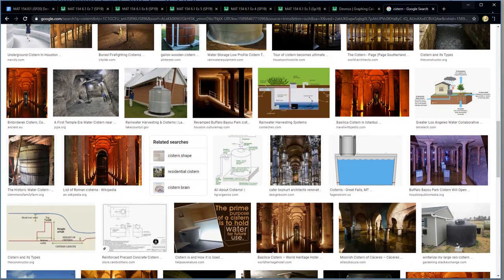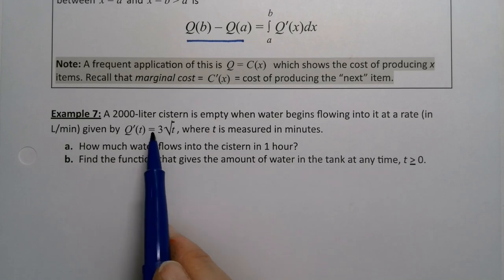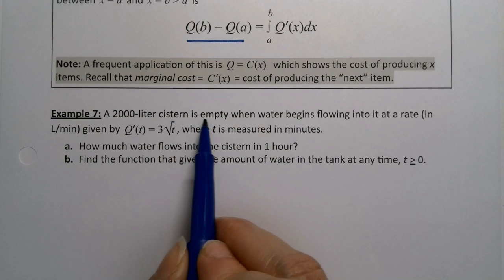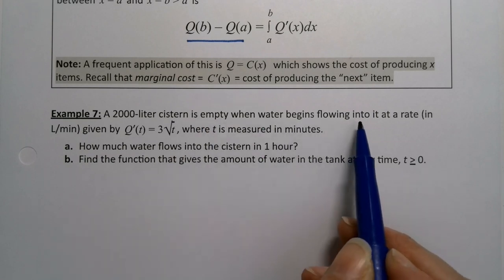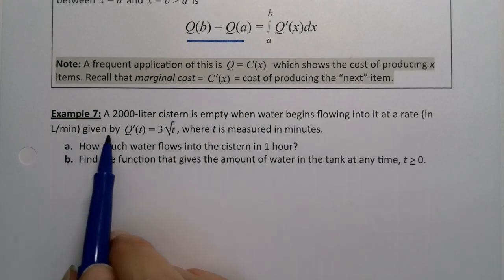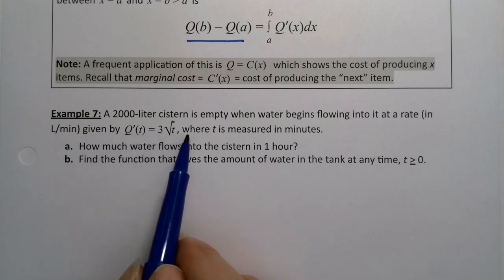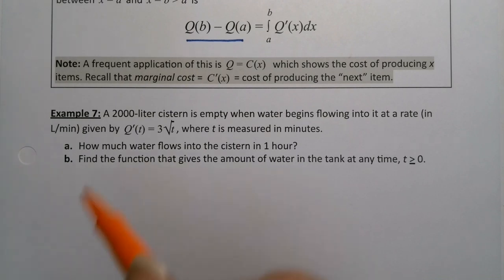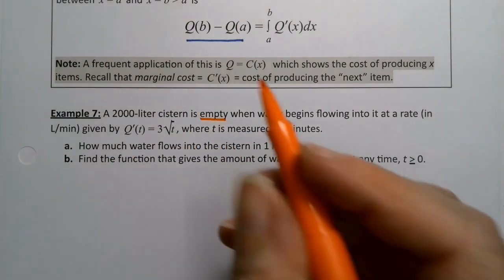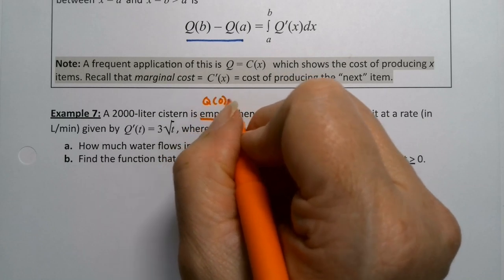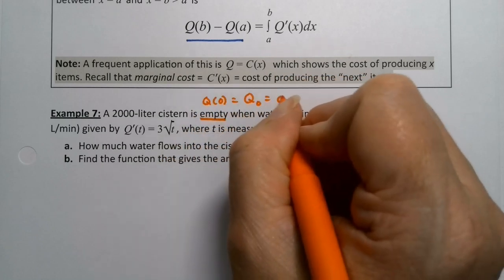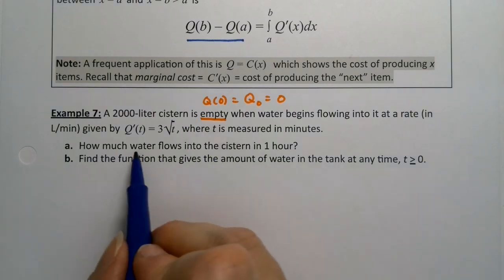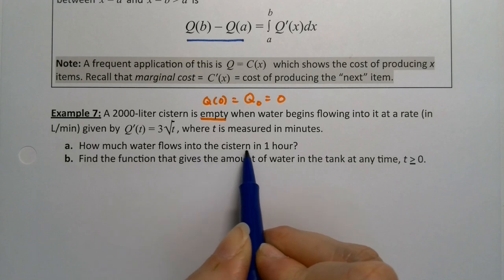So we have a 2,000 liter tank that's holding water. It's empty when it's not holding water. It's empty, and water begins flowing into it at a rate in liters per minute given by q prime of t equals 3 square root of t, where t is measured in minutes. Interesting. Notice, by the way, that they're telling us that it's empty at the start. So the quantity at time 0, or q sub 0, is 0. Good to know. They want to know how much water has flowed into the cistern in 1 hour.